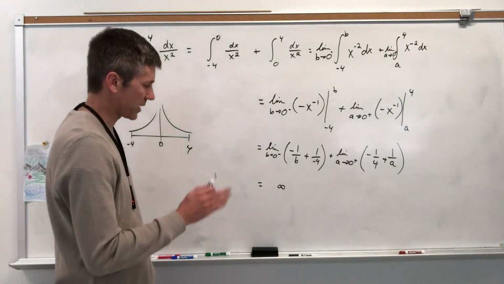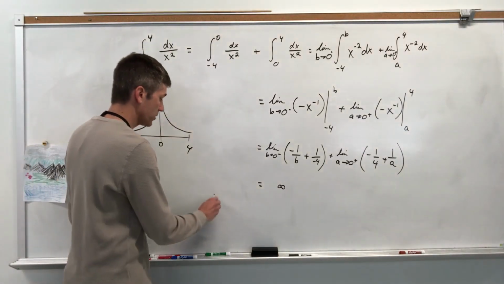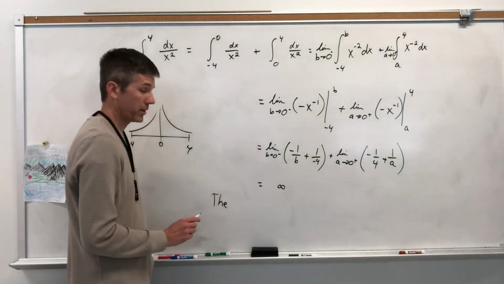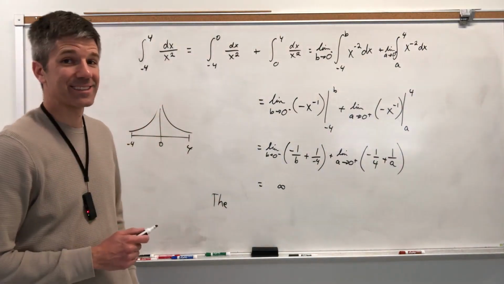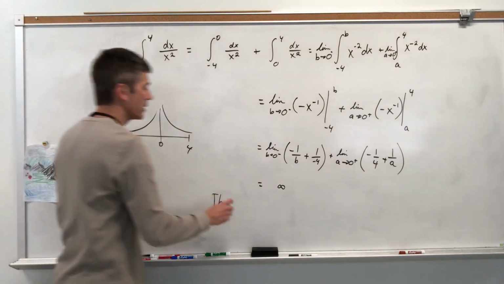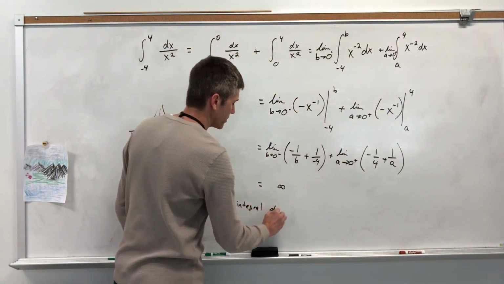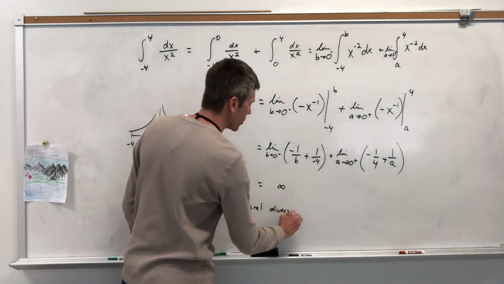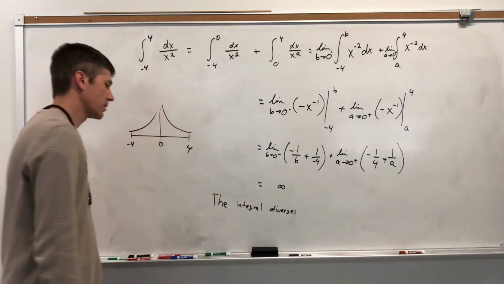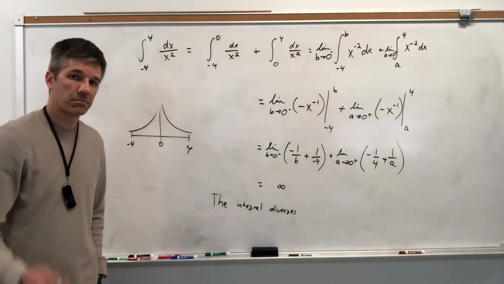Instead of saying it does not exist, I'm going to say that the improper integral with infinite discontinuity at 0 diverges. Okay, so far we've had 2 in a row that diverge. Maybe the next one will converge. Let's see.